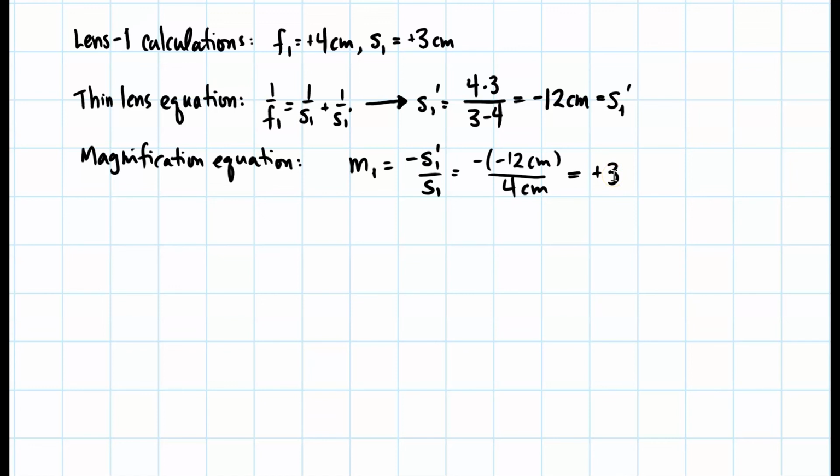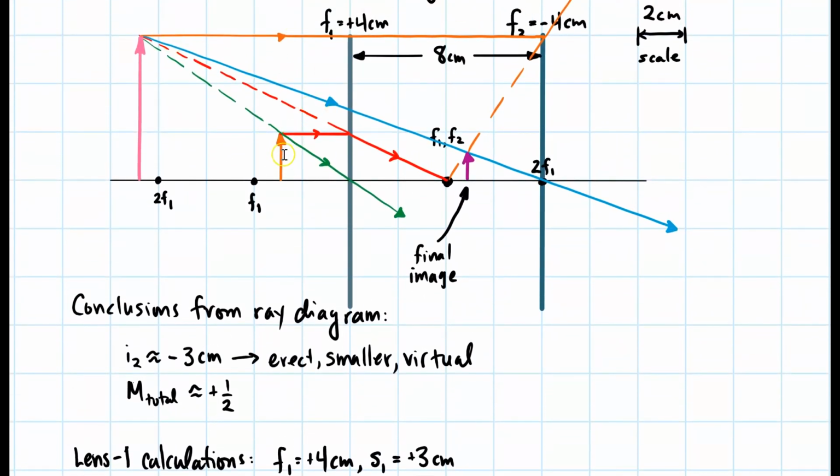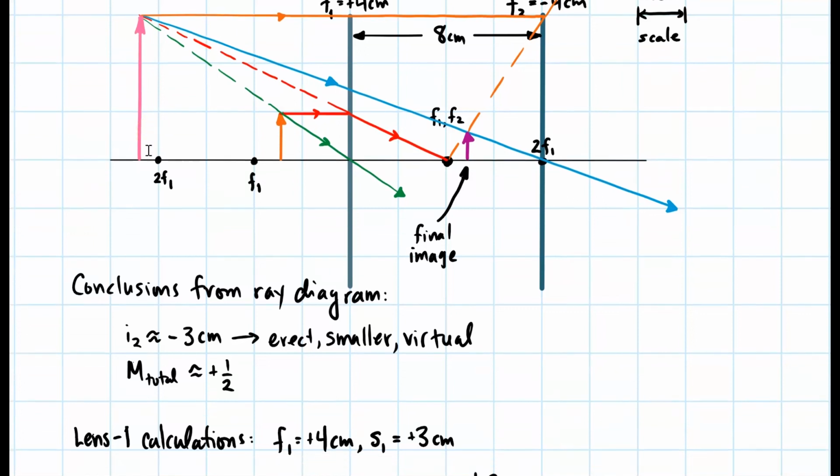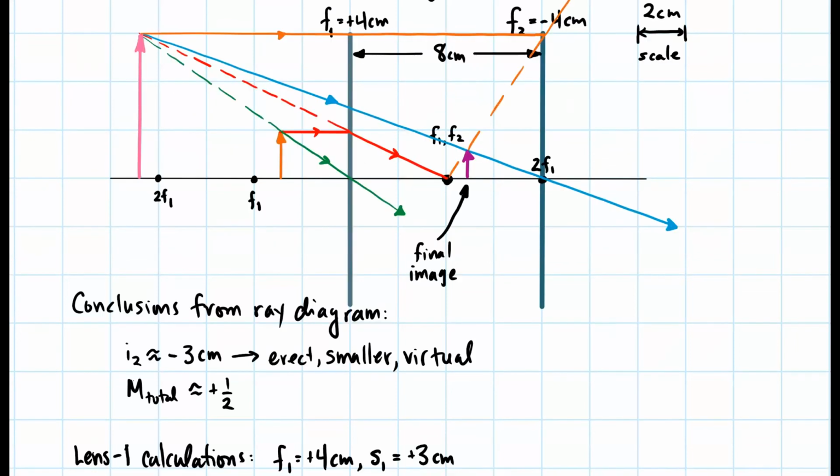Now if we go back to the ray diagram, let's see if that's true. If I look at my object, you could see that the image is 3 times bigger. So it looks like those numbers are turning out pretty good. The image 1 becomes object 2 for lens 2. So we got to figure out the distance between image 1 to lens 2 here. We do that by going back to the ray diagram. So I need the distance from image, this pink image, all the way to lens 2.